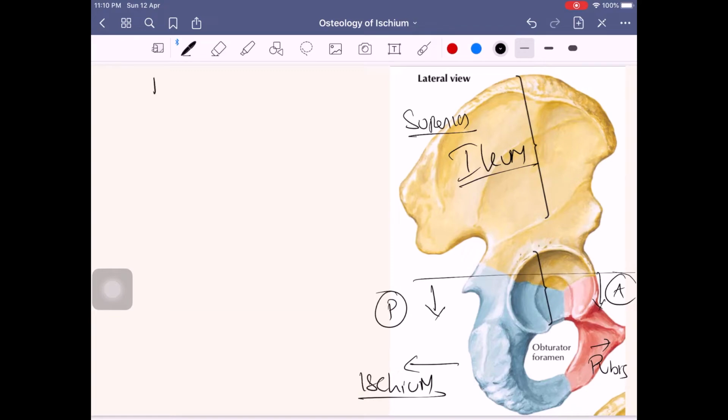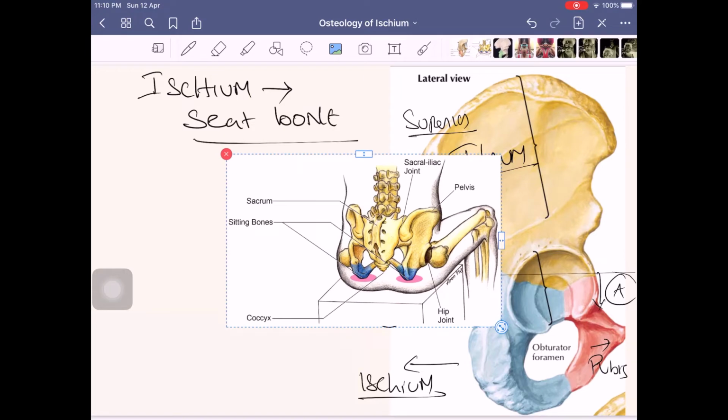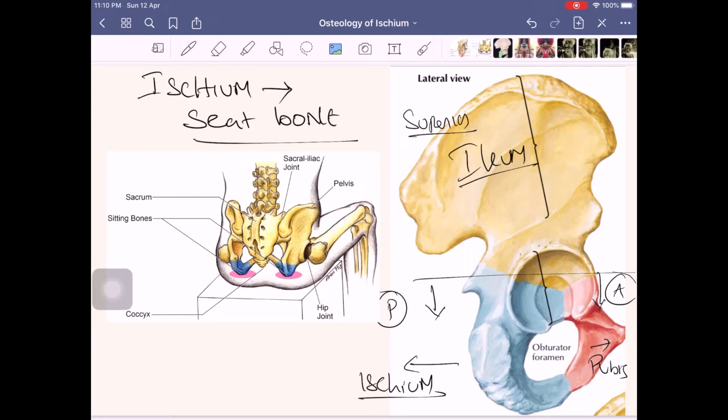So we are doing the ischium. Now what exactly is the ischium? Ischium literally means a seat bone. That's the literal meaning of ischium in Greek. If you look at this diagram, you can see this is the bone on which we are actually sitting. So it is also commonly called the sitting bone, right and left, the blue colored area.